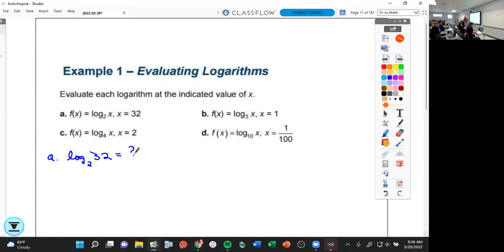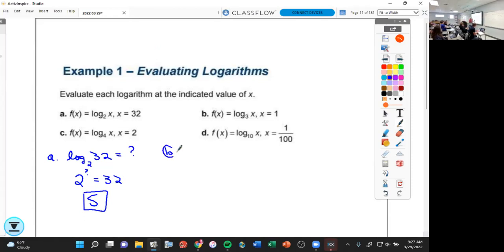What is the base? 2. What is the power? Question mark. Equals 32. 2 raised to what power is 32? 5. 2 to the 5th power is 32.